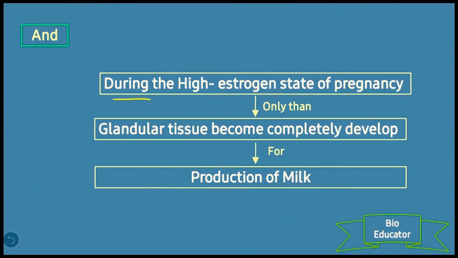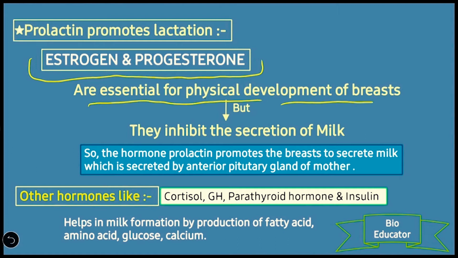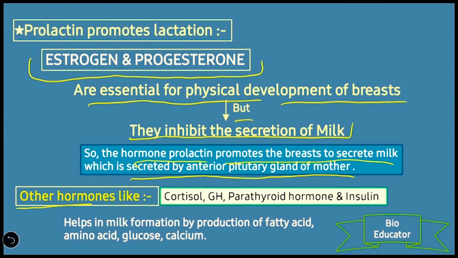And during the high estrogen state of pregnancy, only then does the glandular tissue become completely developed for the production of milk. Now, the estrogen and progesterone hormones are essential for physical development of the breast, but they inhibit the secretion of milk. So the hormone prolactin promotes the breast to secrete milk. This hormone is secreted by the anterior pituitary gland of the mother. There are some other hormones like cortisol, growth hormone, parathyroid hormone, and insulin.